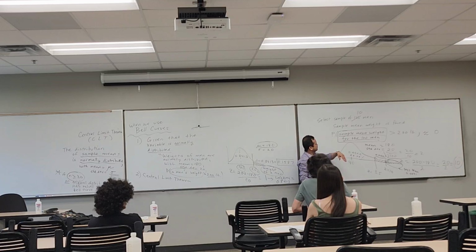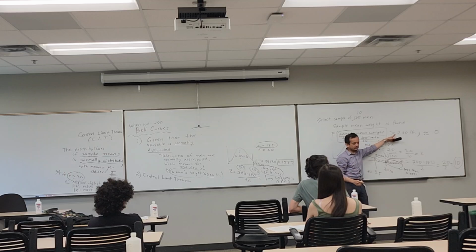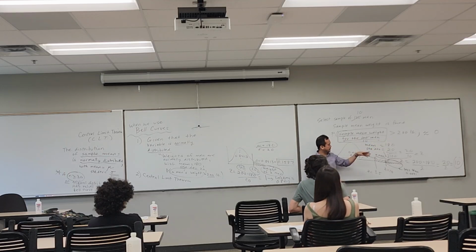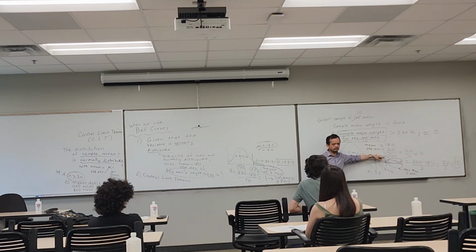But everything else is the same. The average weight of these 10 men is found, and then I want to find the probability that that sample mean weight of the 10 men is more than 200 pounds. So do you think I can continue with the approach that we did before, which is to use the central limit theorem to find the probability?